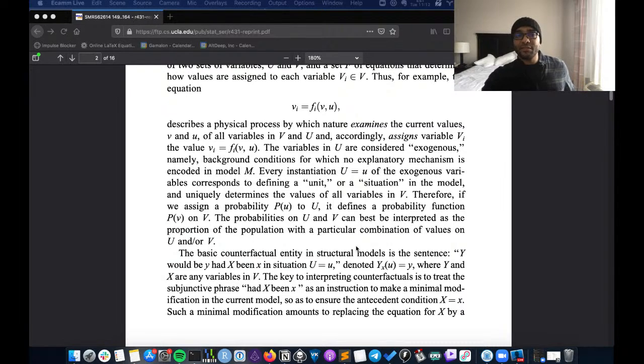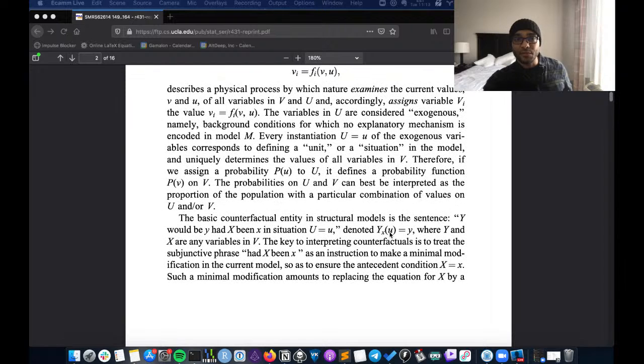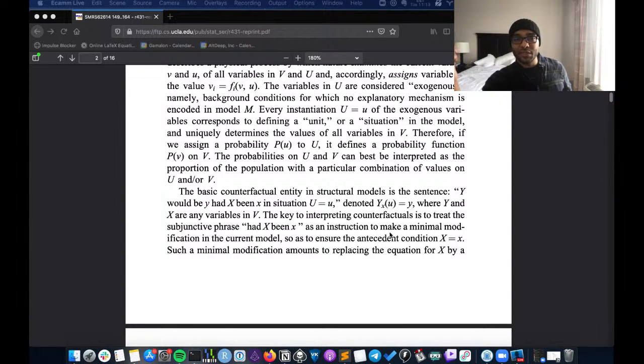So in other words, we have these endogenous and exogenous variables. U is exogenous. If we put a probability distribution on U, since the V's are all deterministically driven by U, then we actually have a probability distribution on the entire set of variables. The probabilities on U and V can best be interpreted as the proportion of the population with a particular combination of values on U and/or V. Right, so from a frequentist standpoint, we think of those probabilities as proportions of a group of people. If each one of these U's is a person, then a probability distribution on U is the distribution of people who have different settings of U. So each U is like the profile of an individual, and this is the probability distribution of profiles from a kind of population statistics standpoint.